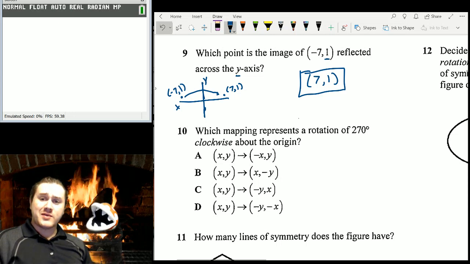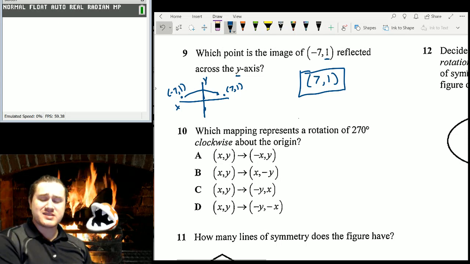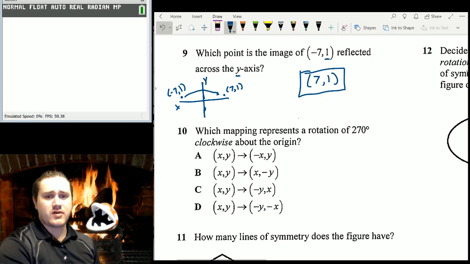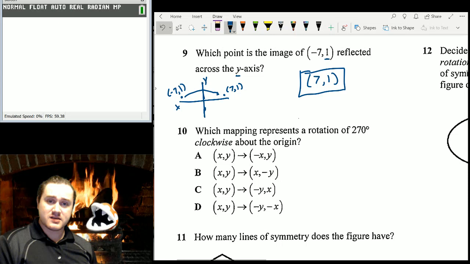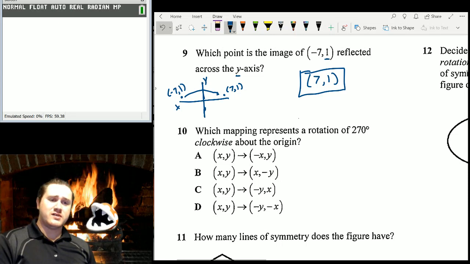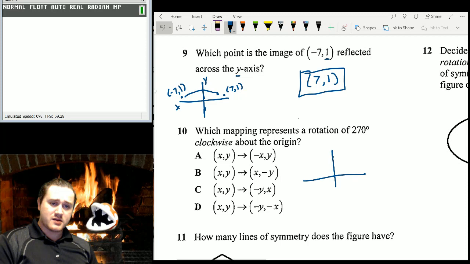Now, with that being said, we are actually going to have to do that same thing for the next one. It's the easiest way. Again, you could remember the properties, but it's a lot easier to instead just graph an XY axis and figure out your result. So on this one it says, which mapping represents the rotation of 270 degrees clockwise about the origin? So I'm going to draw an XY axis. Again, it does not have to be pretty.